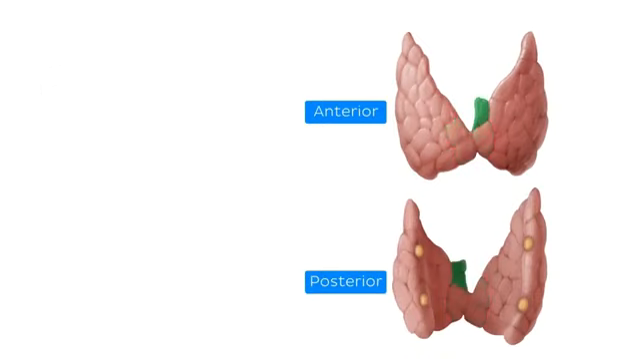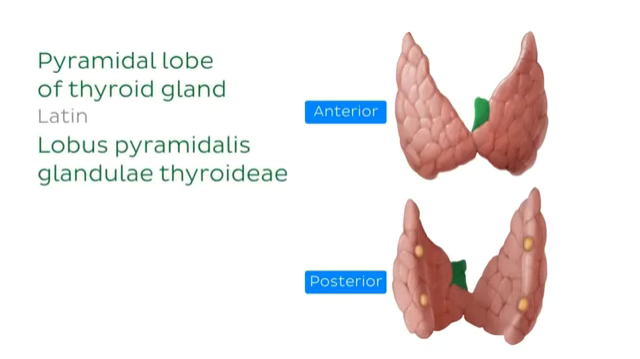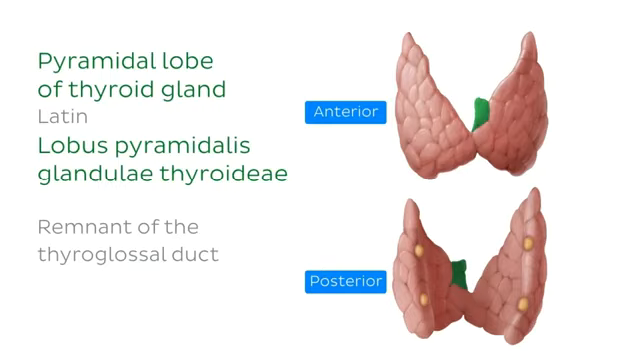In many people, there can be a smaller third lobe, which is only present in about 40% of the population. This is the pyramidal lobe of the thyroid gland and can vary in size and appearance. It is thought to be a remnant of the thyroglossal duct, which is present during development. Functionally, however, it is the same as the other lobes of the thyroid gland.